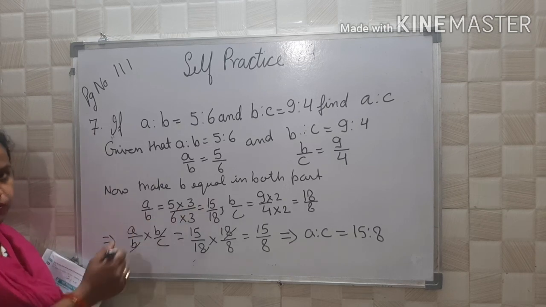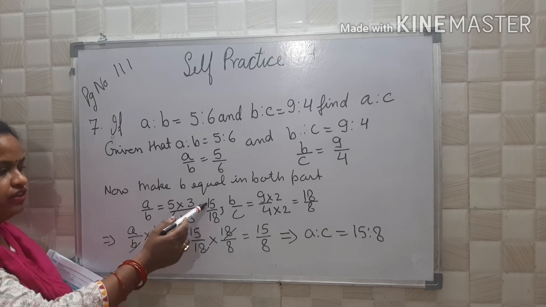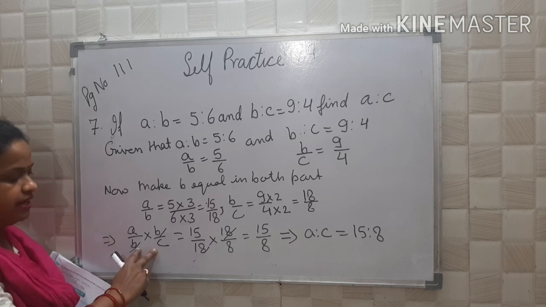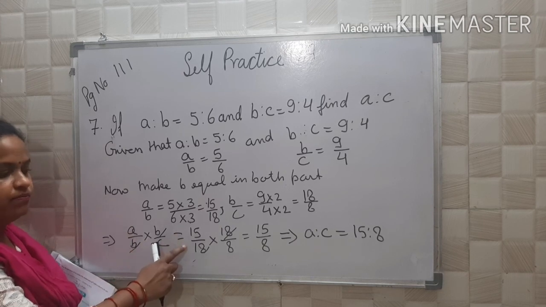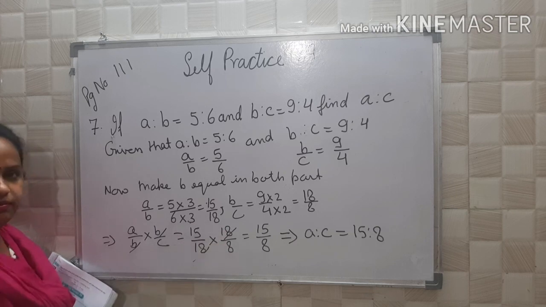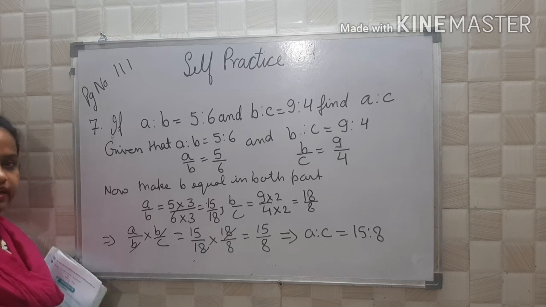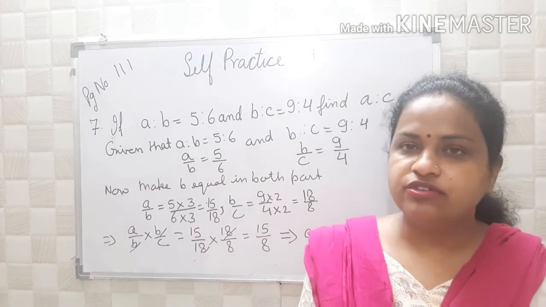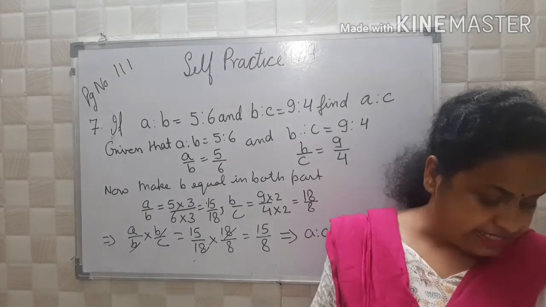So B you will make equal to each other and you will cancel it out. So 5 into 3 is 15 and 6 into 3 is 18. So 15 upon 18, and that side 9 into 2 is 18 and 4 into 2 is 8. 18 upon 8. So you will know that A upon B when you multiply both, B will be cancelled in both the cases. What is remaining? A and C. So 15 upon 18 into 18 upon 8. So 18 will be cancelled out. 15 upon 8 will remain and that will be equal to 15 is to 8. So therefore A is to C is equal to 15 is to 8. Any confusion till here? Okay. Now let's move to question number 8.